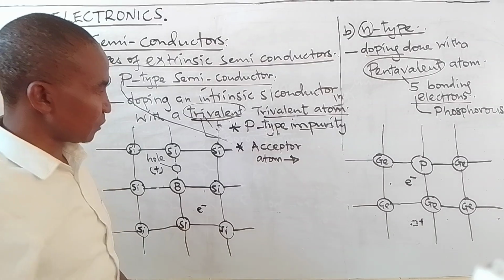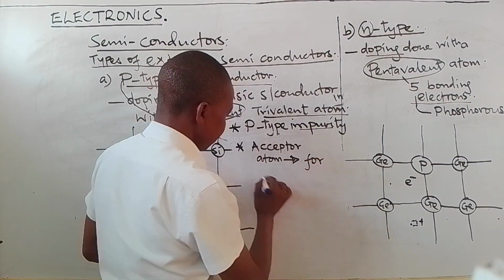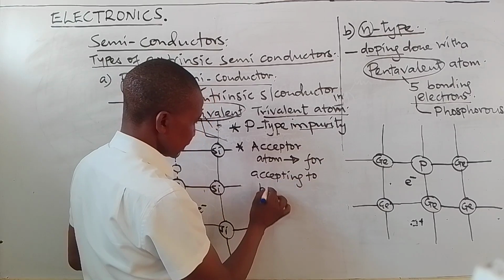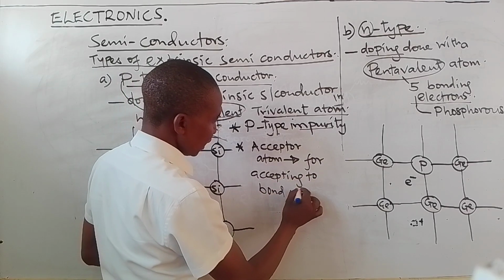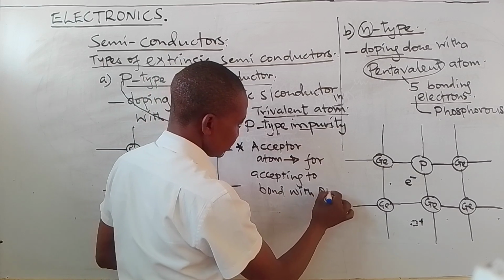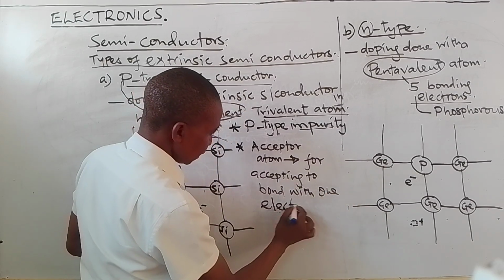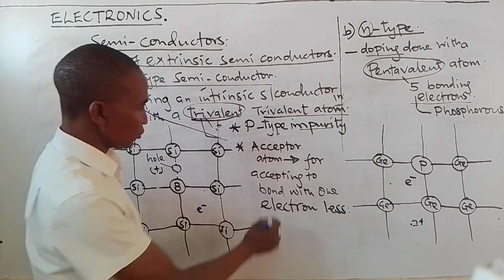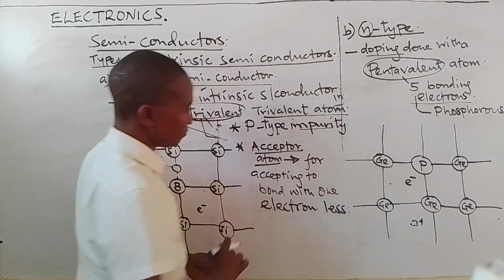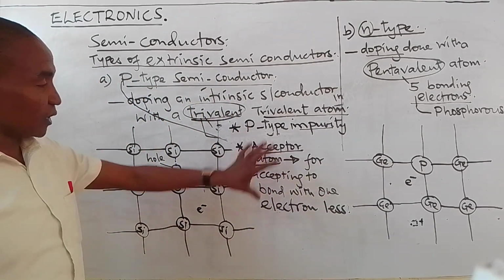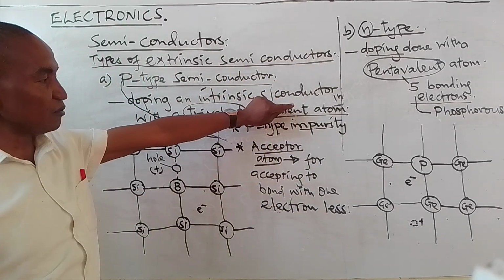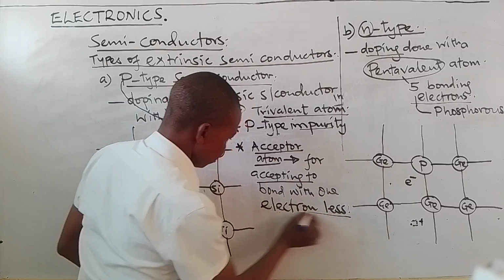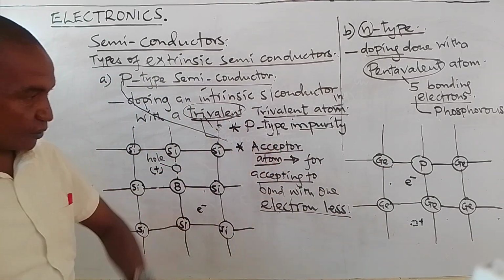Why is it called an acceptor atom? It is called an acceptor atom for accepting to bond with one electron less. So it can also be called an acceptor atom. So if you ask what is an acceptor atom, you will say it is a trivalent atom. Why is it called an acceptor atom? It is because of accepting to bond with one electron less.